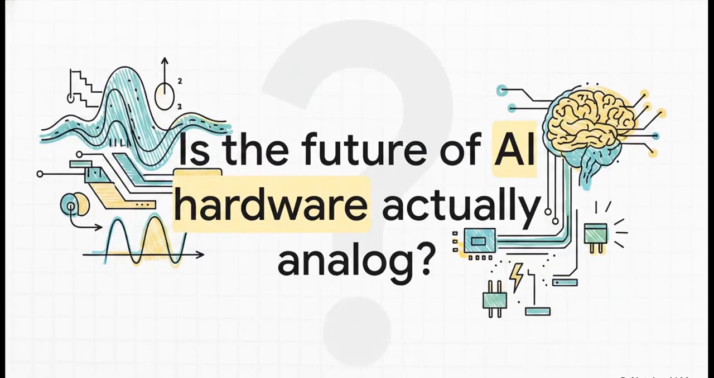Which leaves us with this. If EML proves that all elementary functions are just uniform circuits, is the future of AI hardware actually analog? Imagine what happens to our orchestration layers, our cost structures, and our energy footprints when math stops being a library of discrete code and instead becomes a homogeneous analog wave. Let that technical reality sink in.